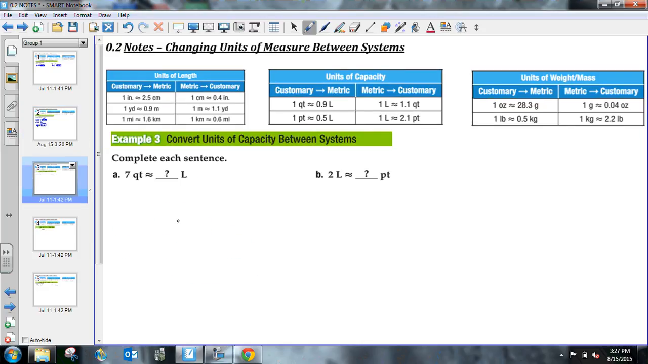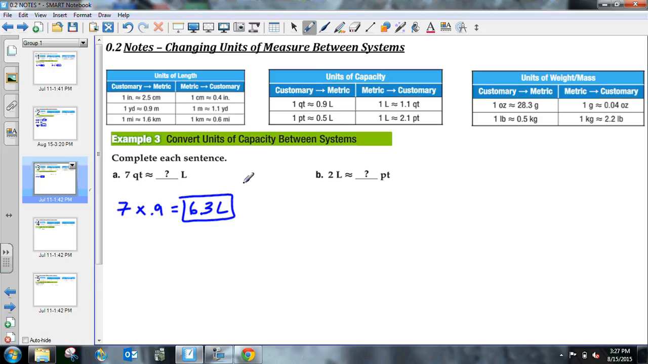Okay, let's take a look at example 3. In this one, we convert units of capacity between systems. I've got 7 quarts, and I want to figure out how many liters that is. So let's look over here. 1 quart is almost equivalent to about 0.9 liters. So I'm going to take 7 quarts and multiply that by 0.9, because there's 0.9 liters in every 1 quart. So 7 times 0.9 gives me 6.3 liters.